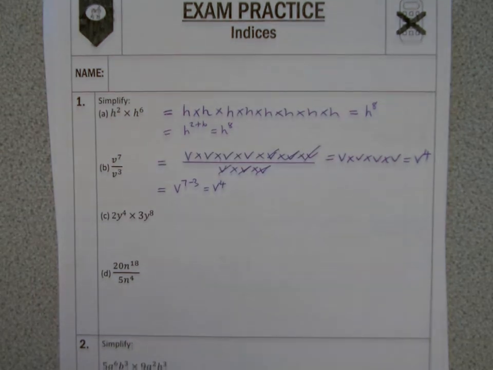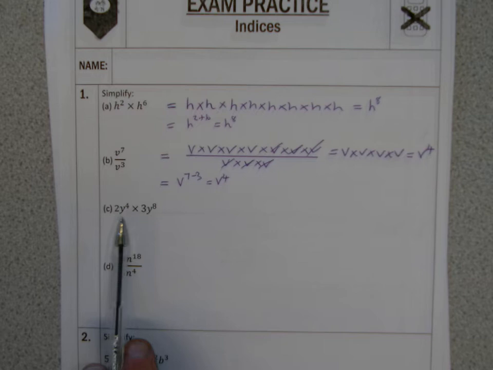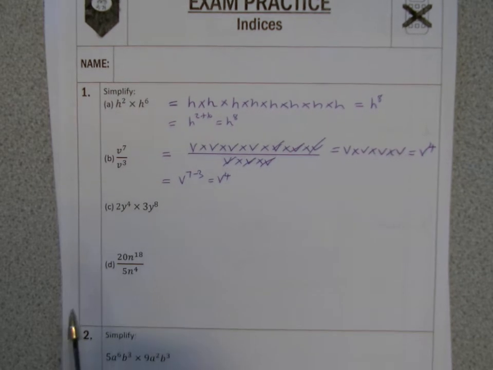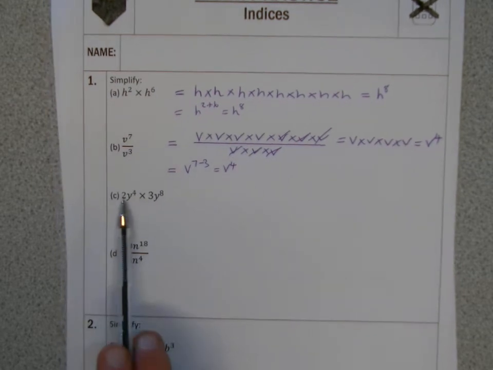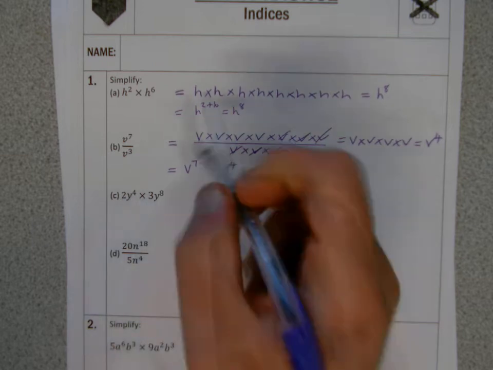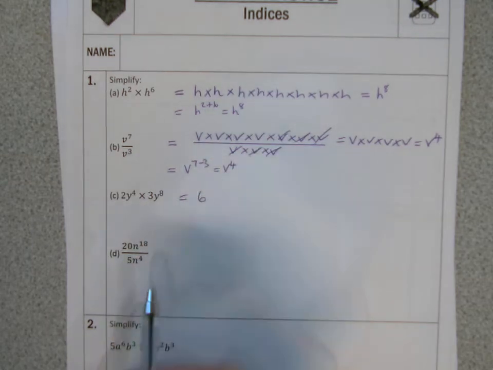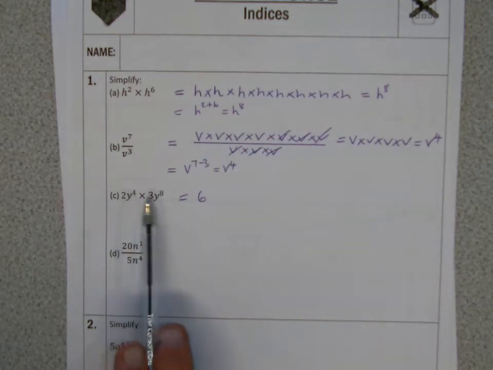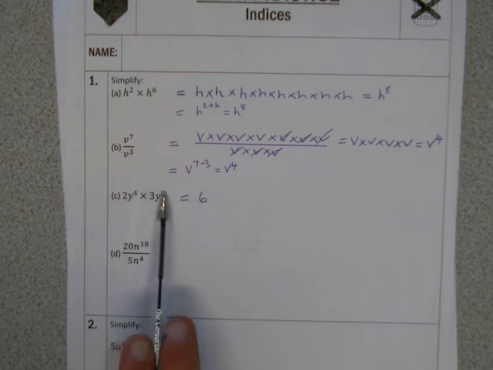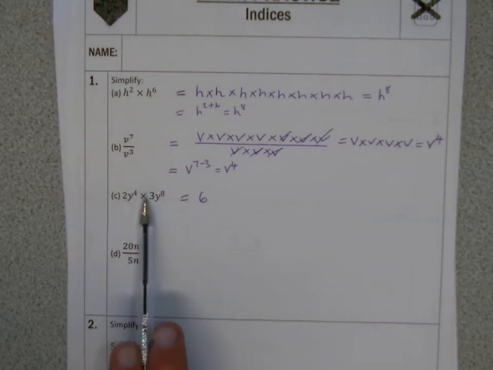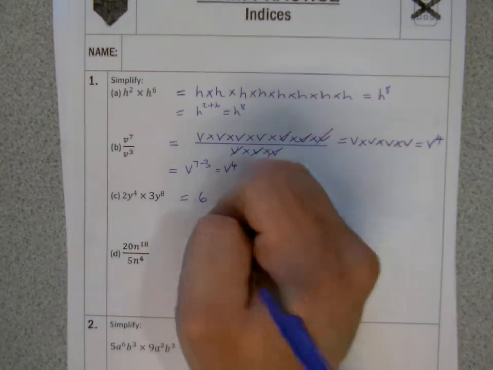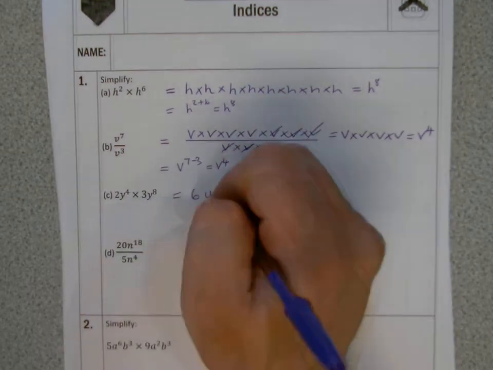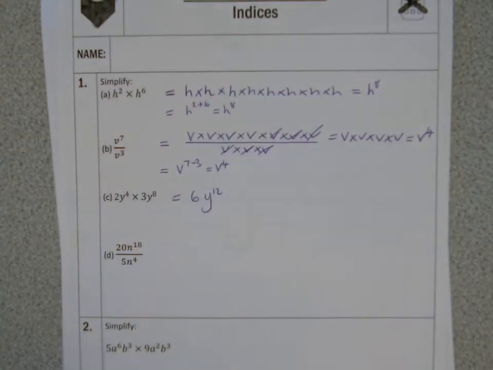Now with part C, we've got large numbers in front of these as well. That's not a problem. What we do is multiply the large numbers first. We do 2 times 3, which is 6. So you've got 6 there from 2 times 3. And then the y's, y to the power 4, y to the power 8. Now remember the rule: when you're timesing, you've got to add the powers. So this will be y, adding the powers, 4 and 8 gives me 12.